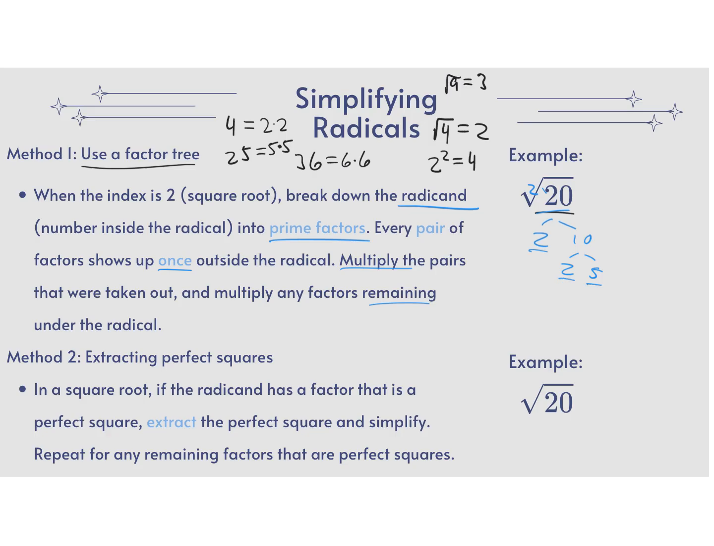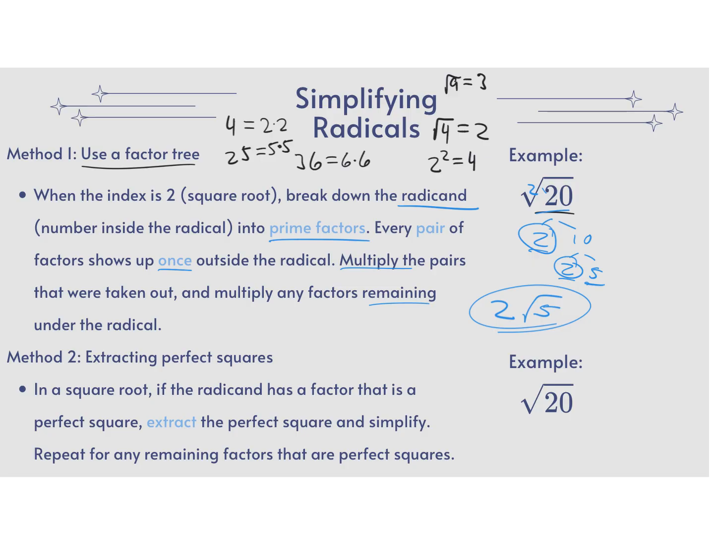Now, how many pairs do we have? Well, it looks like I have a 2 and a 2. That is a pair, right? And again, any pair shows up once outside the radical. So outside of the radical is going to be a 2. 5 is the lone factor that doesn't have any pairs, so that's going to remain underneath the radical, right? So my answer is going to be 2 square root of 5.